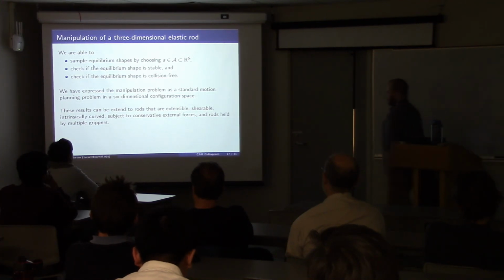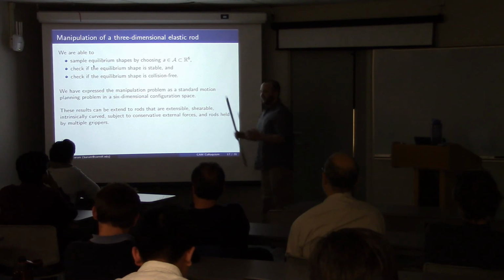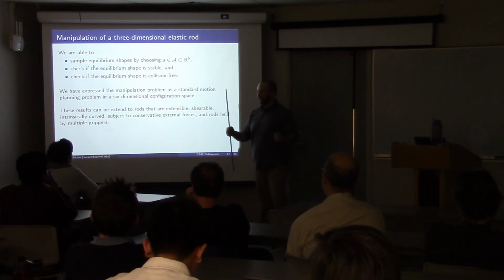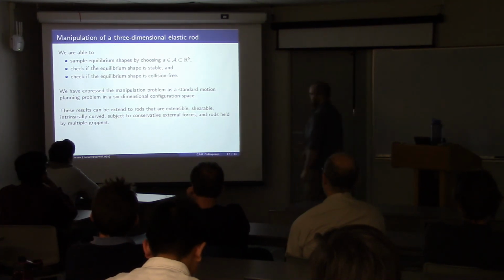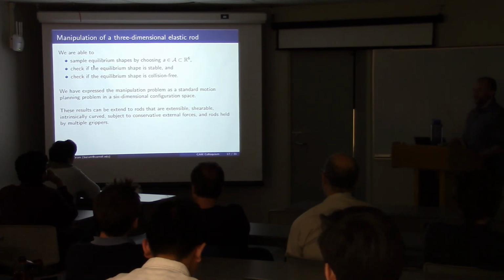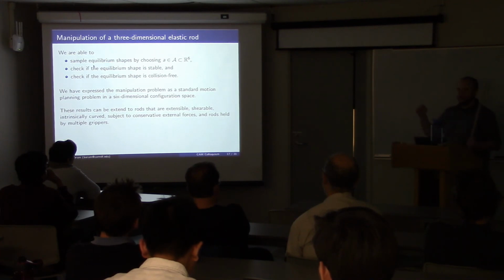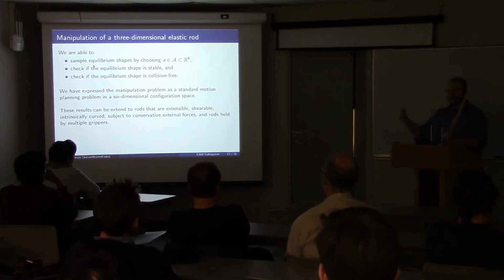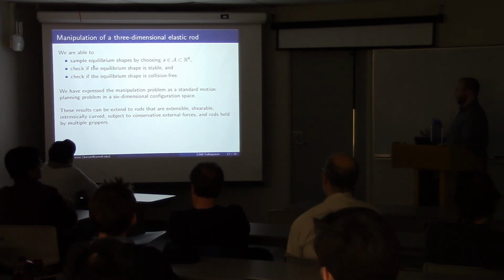So we can extend this in multiple ways. We can allow the rod to be extensible, so it can stretch, it can shear. We could allow the rod to be intrinsically curved or have some non-straight shape. We could add external conservative forces such as gravity. The other thing we can do is have the rod be held by multiple grippers. If we have a very long rod, and if we bend it very much, it's so long it'll become unstable. But if we have multiple grippers along the rod, we can stabilize it. So we can derive similar results in those cases.